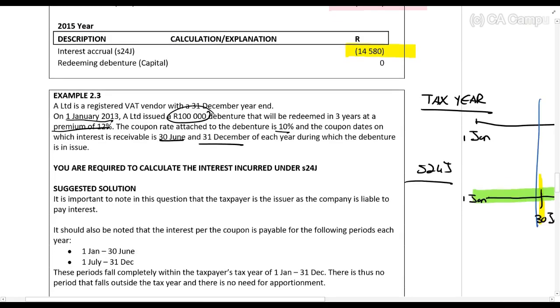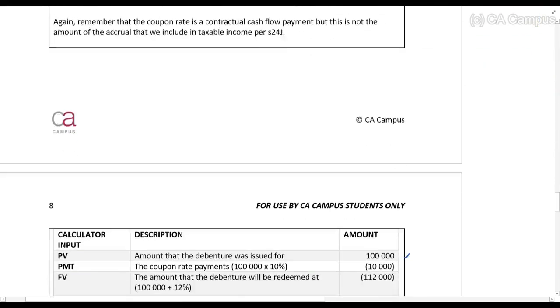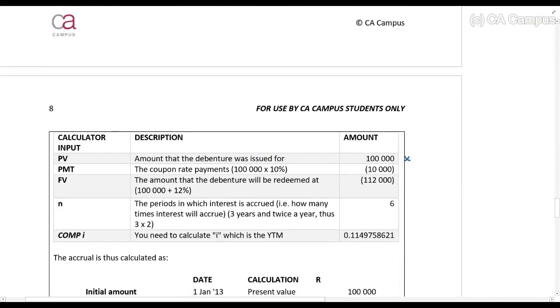sorry guys, I almost thought I read here. The debenture will be redeemed at a premium of 12%. Okay, so it was issued at 100,000 rands. The payment, PMT, is still 100,000 times 10. The future value, it will be redeemed at a premium, so plus that extra 12%. N is 3 years, but how often a year do we pay? Twice a year, so 3 times 2 tells us we've got 6 payment periods. And then we calculate I.